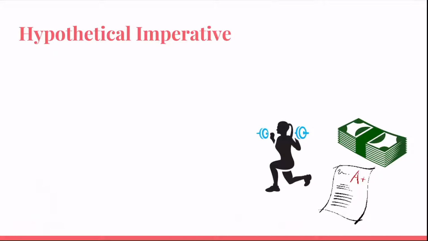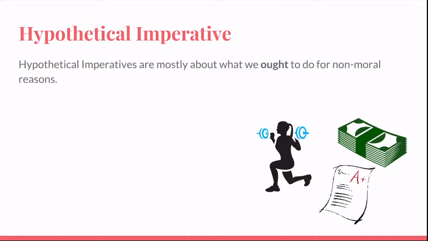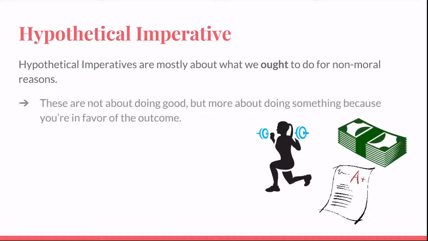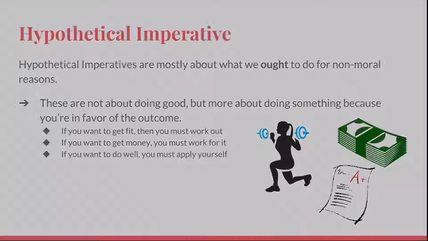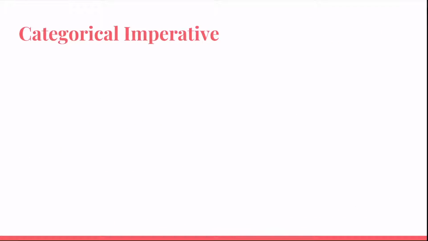The first half of Kantian ethics is the hypothetical imperative. This is mostly about what we ought to do for non-moral reasons. These are not about bringing good, but more about doing something because you're in favor of the outcome. Otherwise saying, if you want to get fit, then you must work out. If you want to get money, then you must work. If you want to do well, you must apply yourself. So the hypothetical imperative is something you must do to achieve a certain outcome.